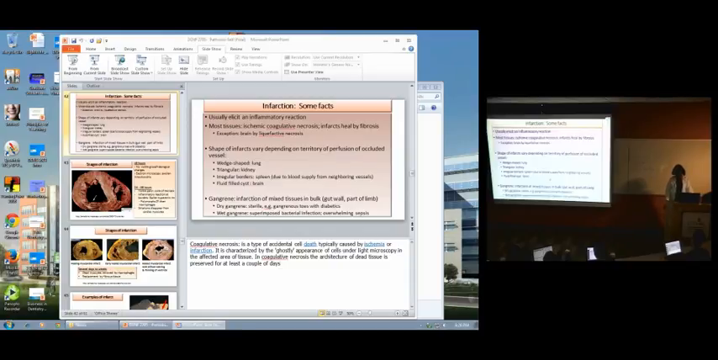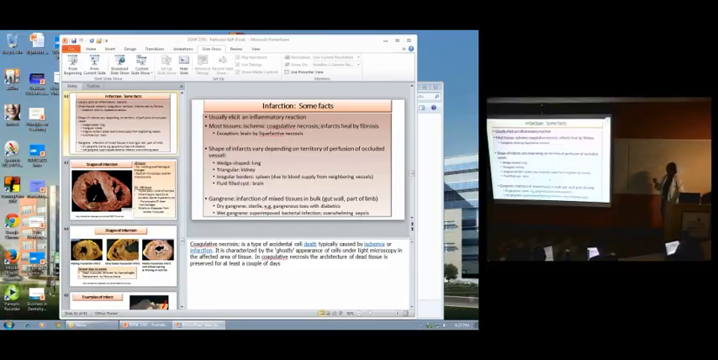For infarction, remember I said the important thing is that it's due to death of a tissue due to compromised blood supply. Not any other reason. It has to be tied to the blood supply. And so usually the type of necrosis is referred to as coagulative necrosis. What happens is that you still maintain the architecture and you have these ghost cells. Then eventually the infarcts heal by fibrosis.